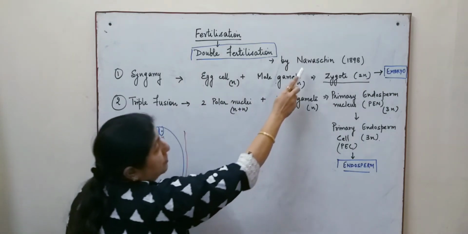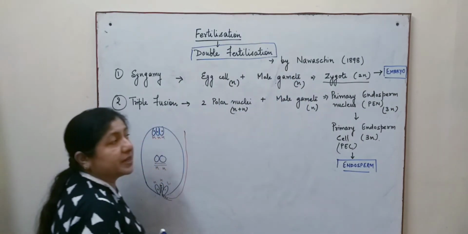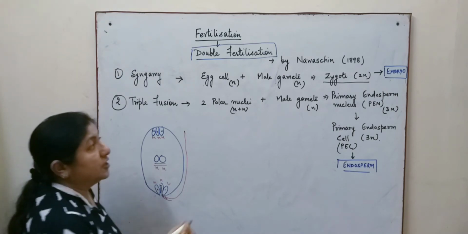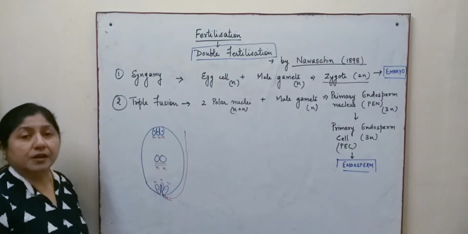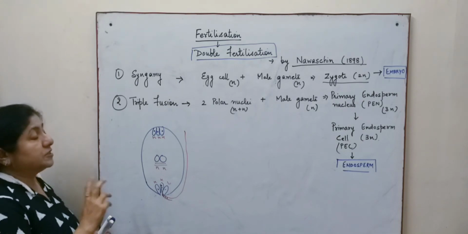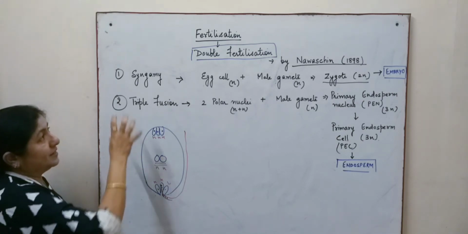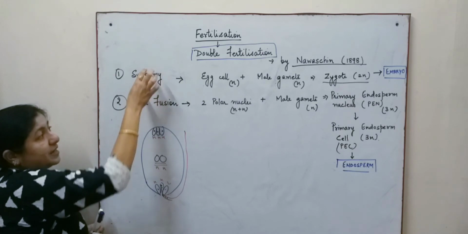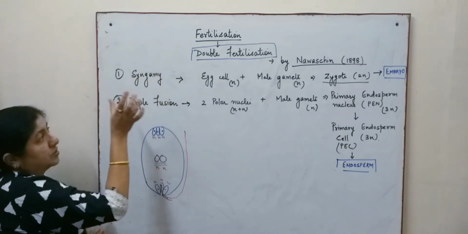It was discovered, or shown, by Navaschin in 1898. So he demonstrated the process of double fertilization. Double fertilization therefore involves syngamy and triple fusion.